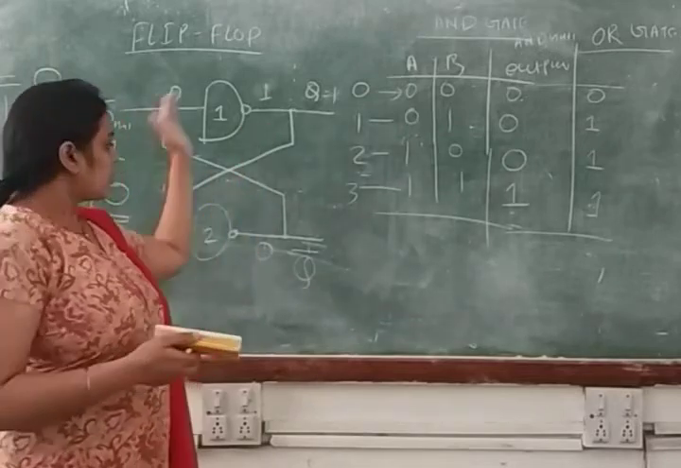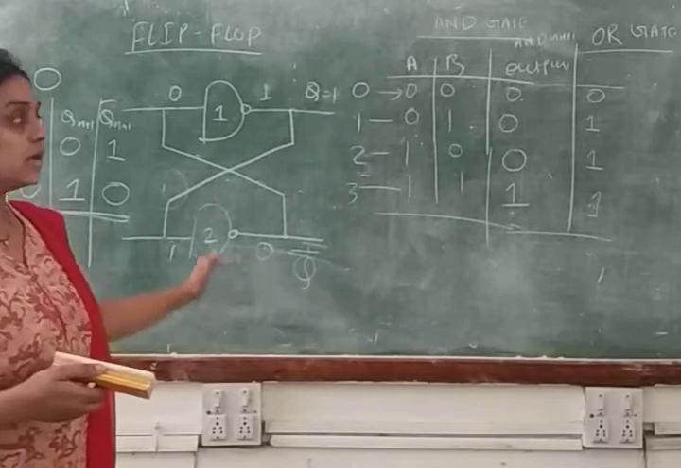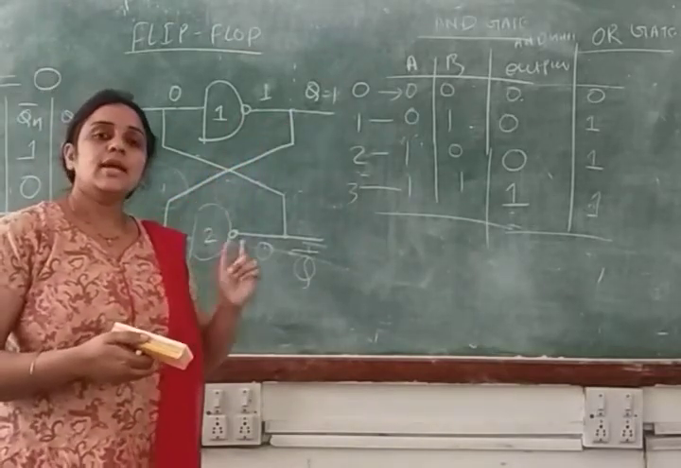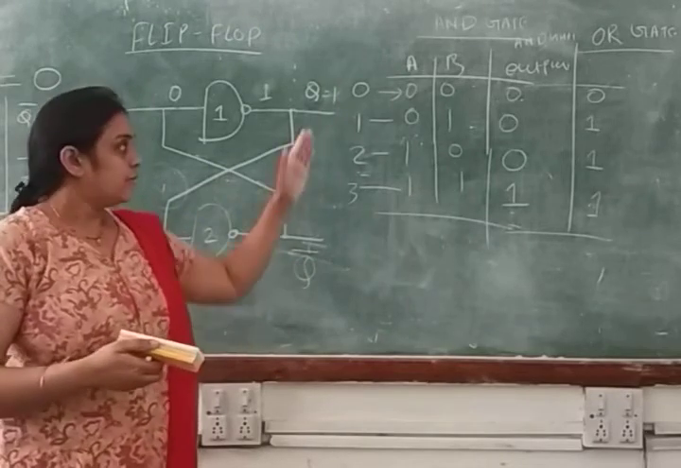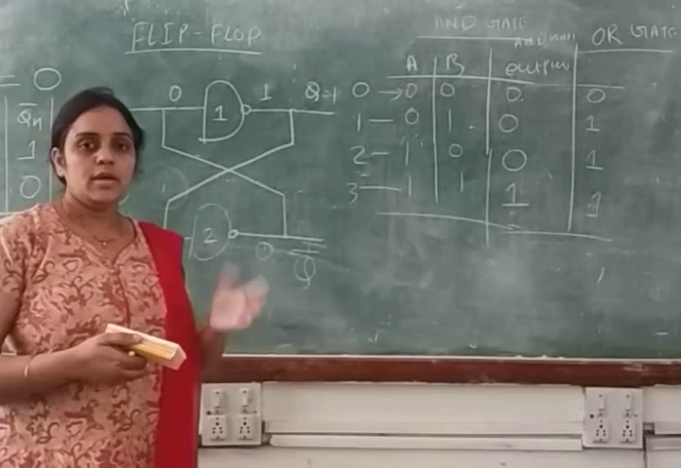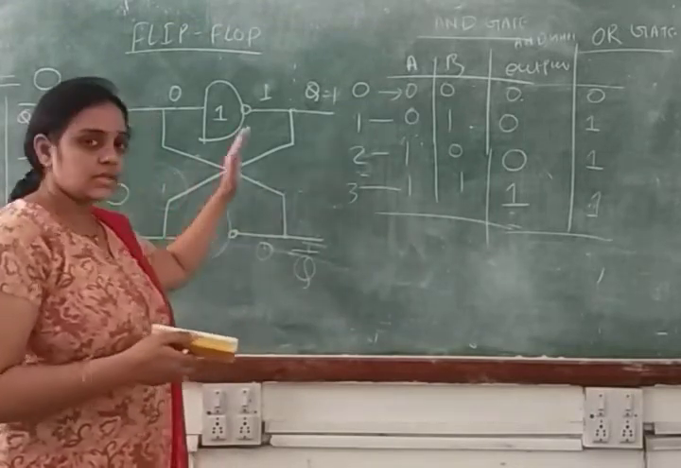If you are assuming according to this structure, this is a cross-coupled flip-flop inverter structure. According to this structure, if you are assuming Q value is 0, in that case your next output will be 0. If you are assuming Q equal to 1, in that case you will get output 1, means set or reset state. Clear? So this is the output of this structure.